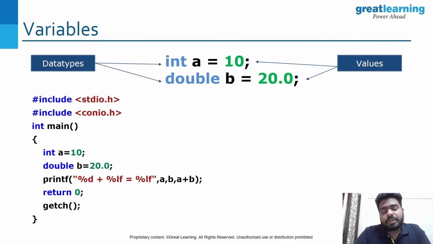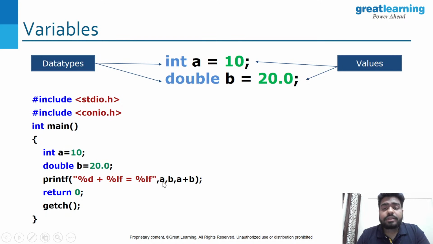Now, if you look at this particular code, what is written? Int a equal to 10, double b equal to 20.0, right? Now printf, I am printing %d, %lf. What is that? Now let's understand. Printf means print format. So there's a format to print something. So if I take %d, that means in that place only one digit will come. %lf means only a long float will come.